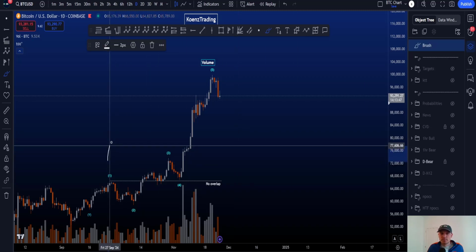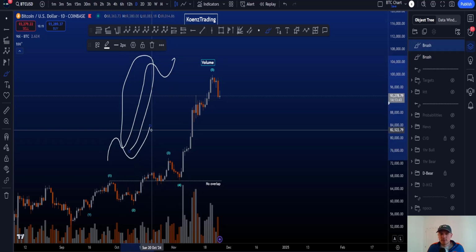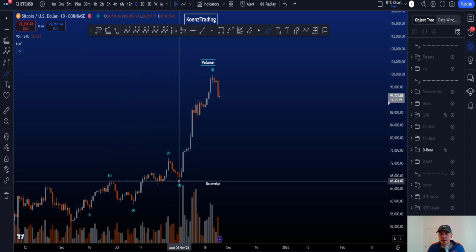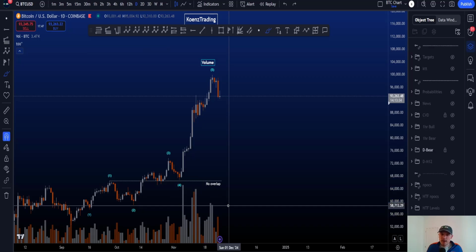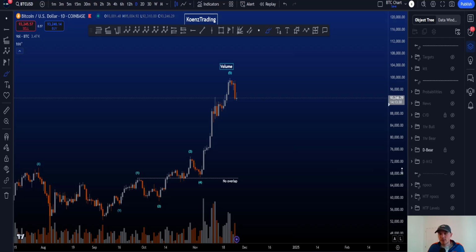The most common impulse is 1, 2, 3, 4, 5, where you have an extended wave 3 and also the highest amount of volume in your wave 3. Here you have an extended 5 and the highest amount of volume is in your wave 5, which is rare, and therefore it lowers the probabilities for this scenario on the daily time frame compared to the bullish scenario.